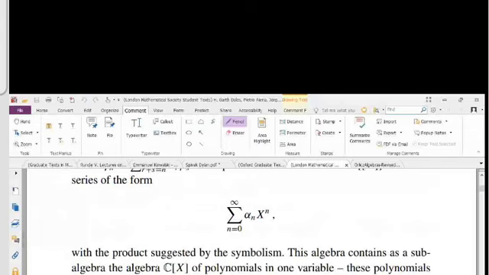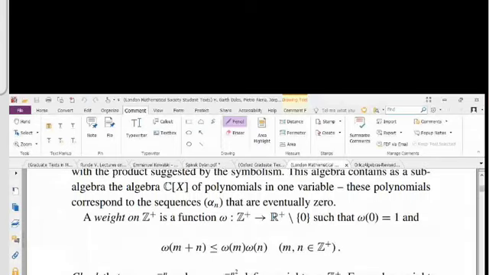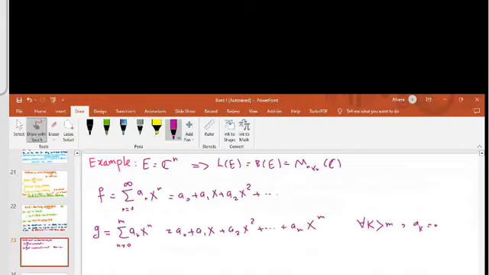And we have weighted l1. Let me write this example for you.